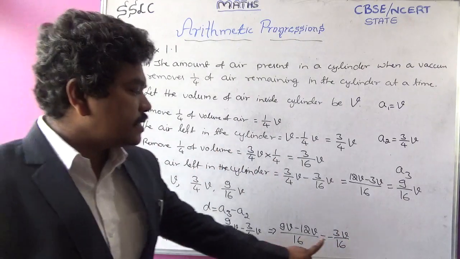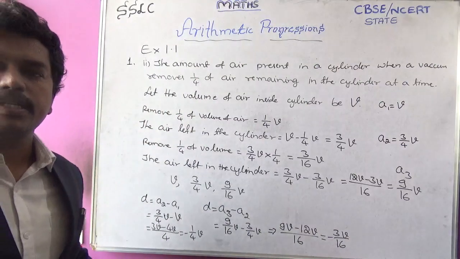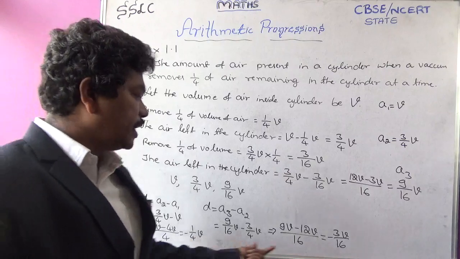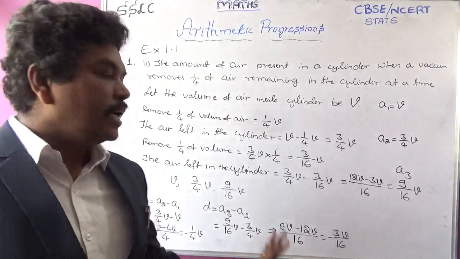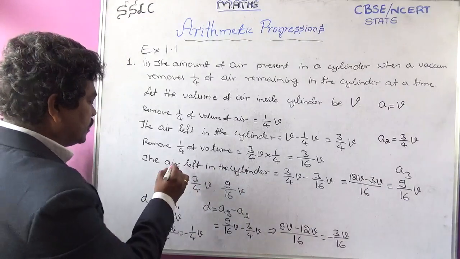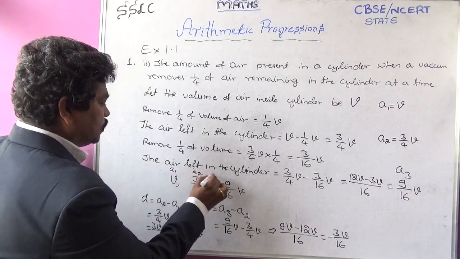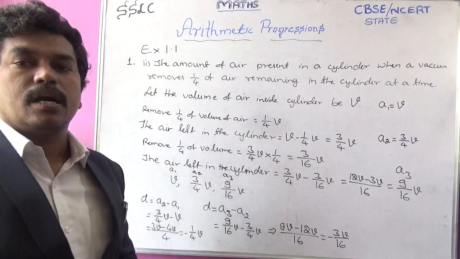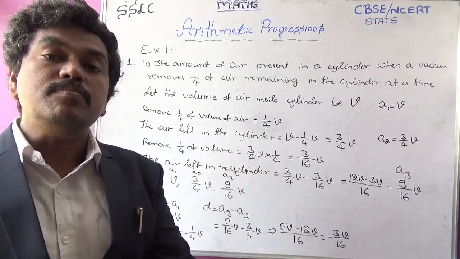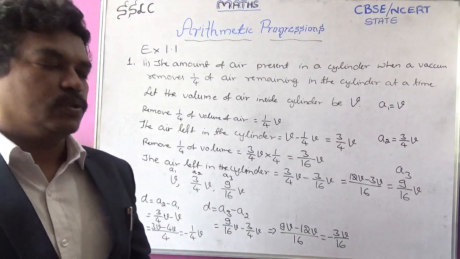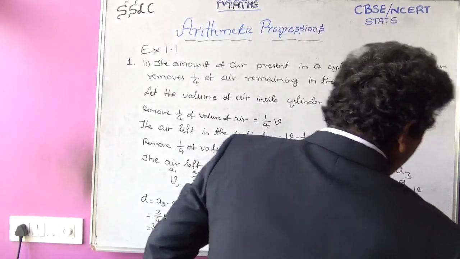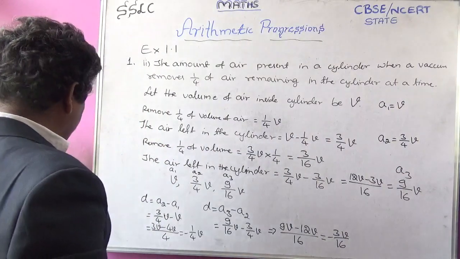Here the D is different. There is no constant term D, that is, the common difference varies. So therefore we say that this is not an AP. These terms, the first term A1, A2, A3, are not in AP, these are not the terms of an arithmetic progression. So this is how we find out whether terms come under arithmetic progression or not.